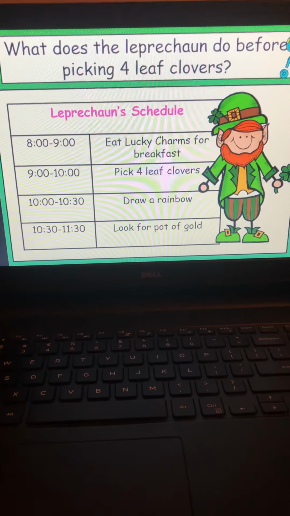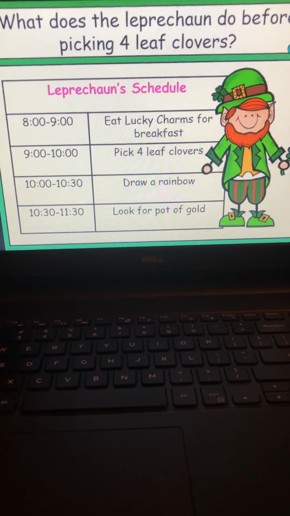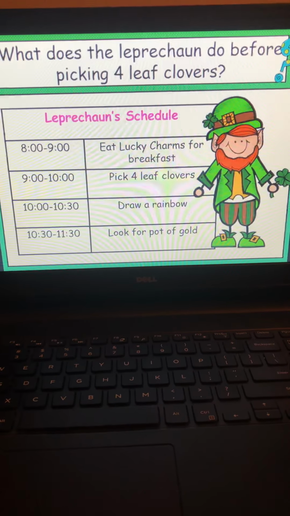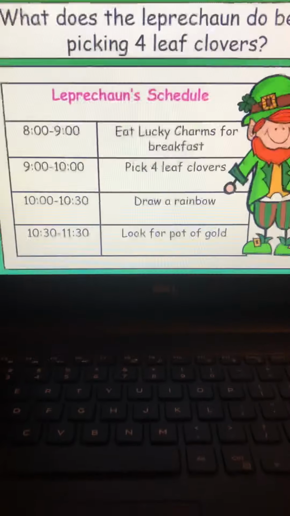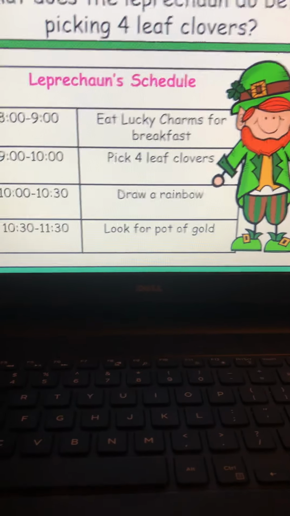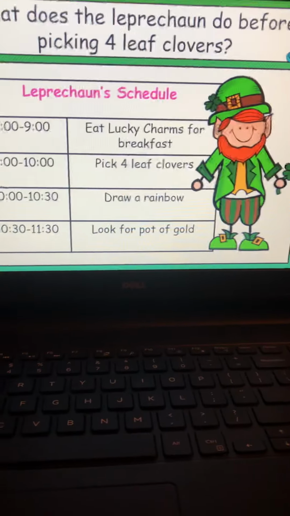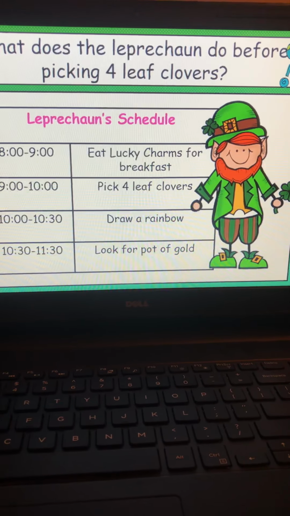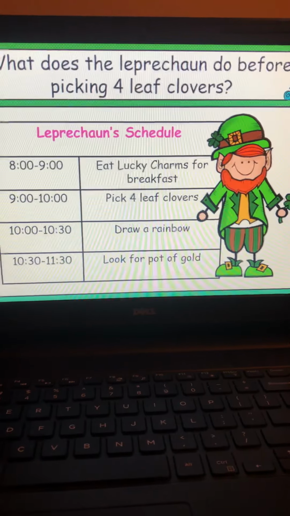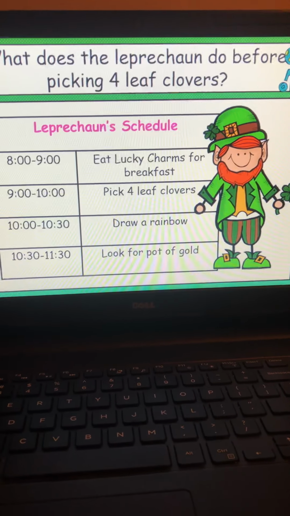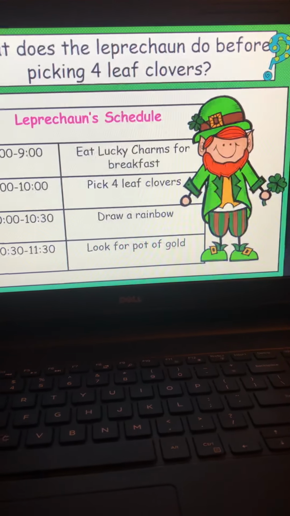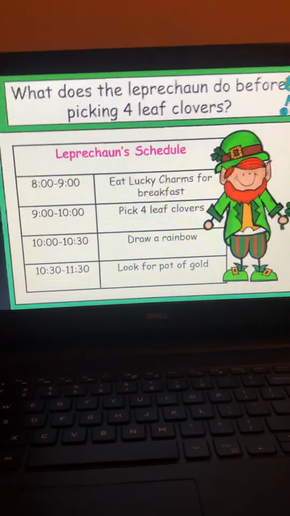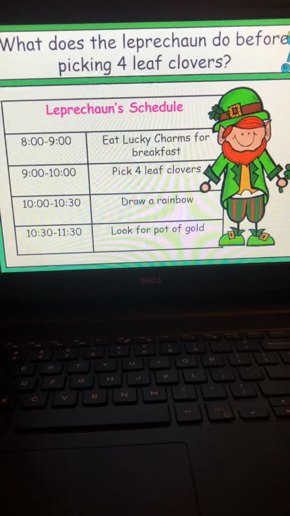So right here, we're going to look at the leprechaun schedule. And the first question is, what does the leprechaun do before he picks 4-leaf clovers? So on your Show Me app, I want you to write what he does before he picks 4-leaf clovers. And you should be able to spell the answer correctly because you can just copy it from right here. Give you a second to write that down.